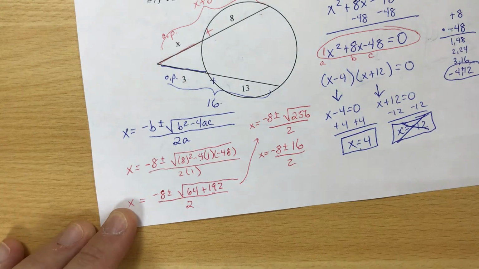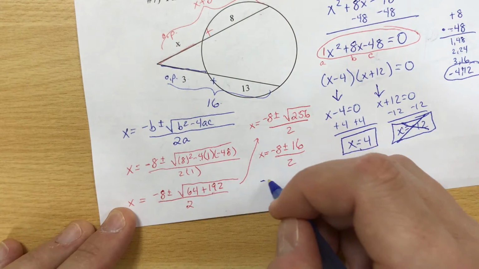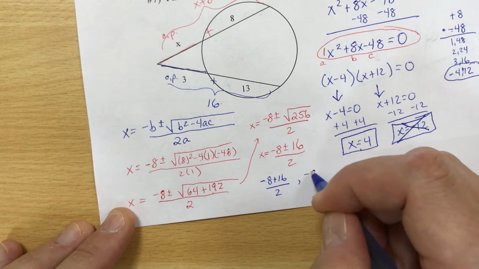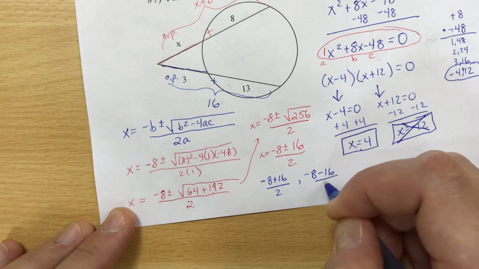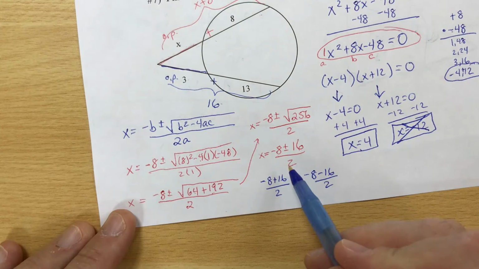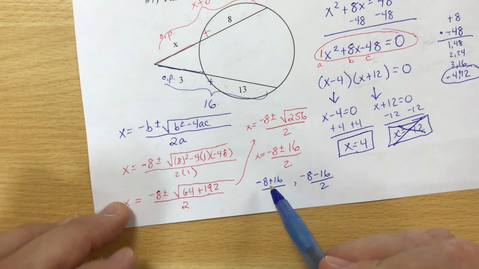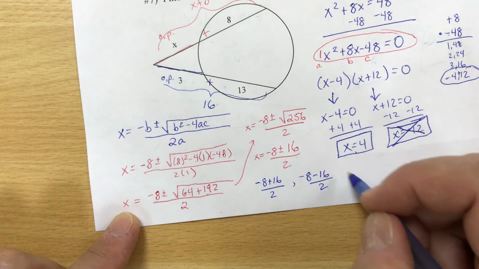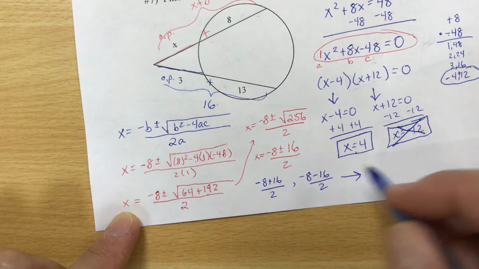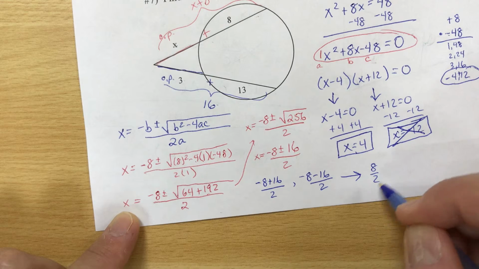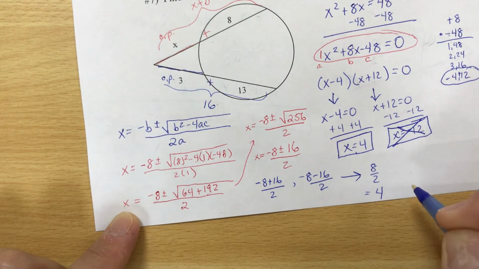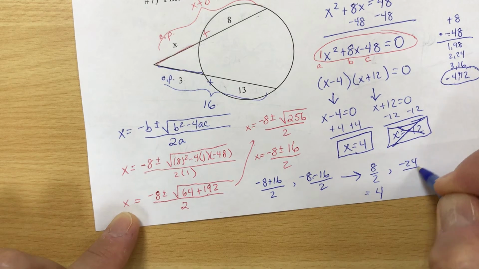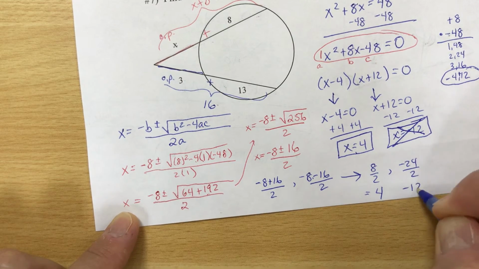Now what happens here, we've got two answers. We've got negative 8 plus 16 divided by 2, and then we've got negative 8 minus 16 divided by 2. That's what plus or minus means. So we're going to simplify each one individually. Negative 8 plus 16 gives us positive 8 over 2, which is 4. There's one answer. Negative 8 minus 16 is negative 24 divided by 2, which is negative 12.